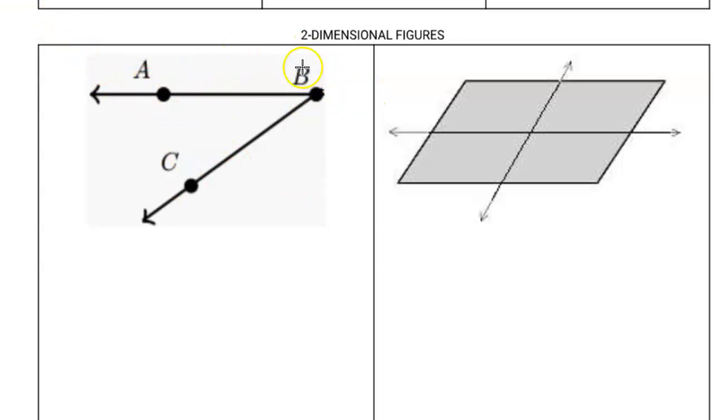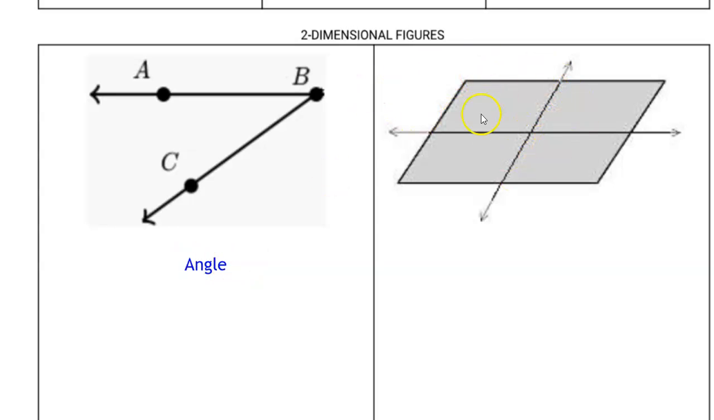This two-dimensional figure here is called an angle. It's referred to as two different rays, and you can see that this is ray BA and this is ray BC, connected at a common endpoint. That point is point B. Anytime we see two rays that are connected at a common endpoint, or less commonly, two line segments connected at a common endpoint, we refer to it as an angle.